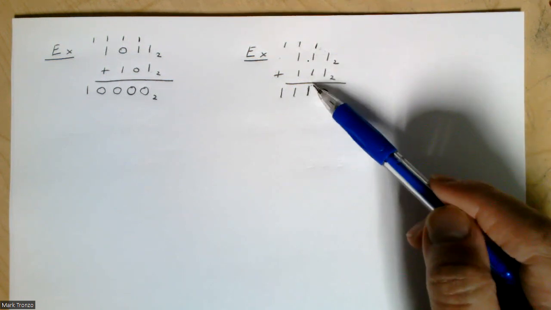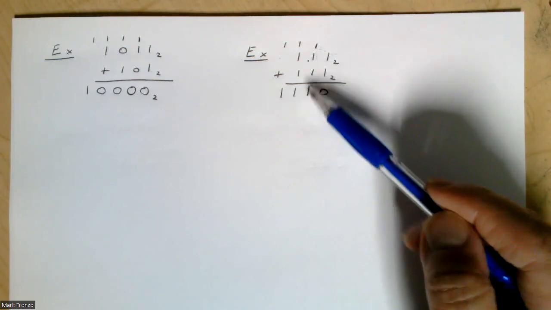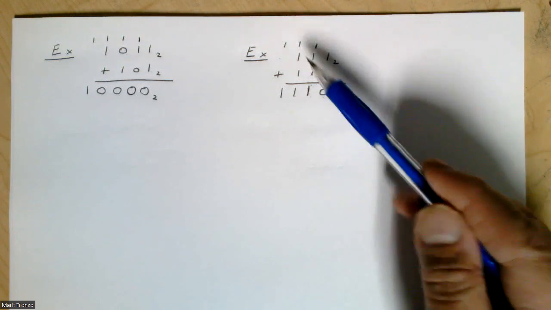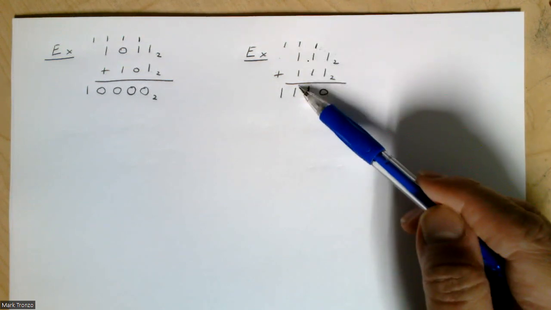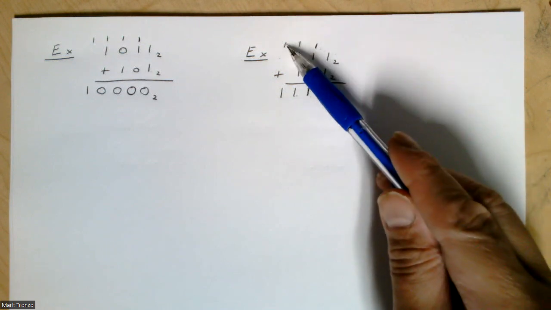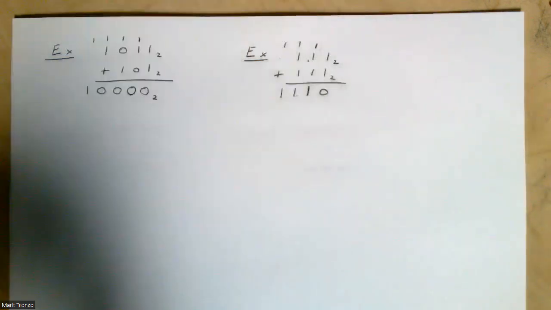Now over here, we had 3. So we'll carry the 2 over, but we'll be left with a 1 here. And add these. Once again, you get 3. So you'll carry a 1 over for the 2. You'll be left with 1 here. You get this.